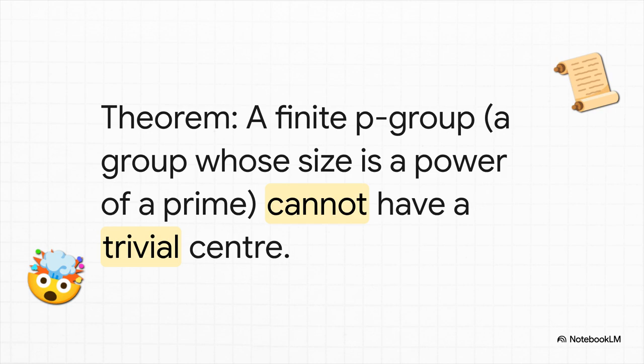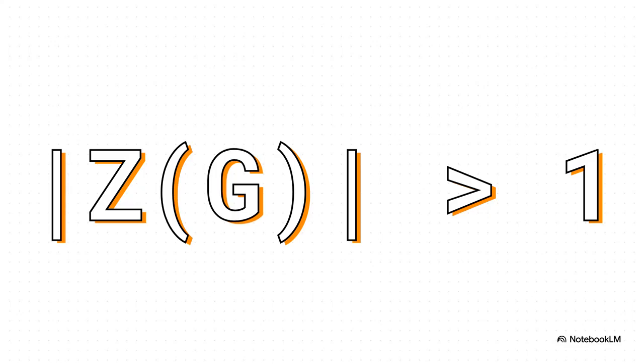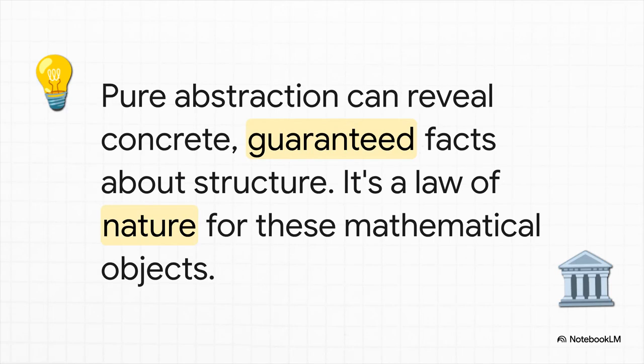It's literally impossible. Let's put that even more simply. For any of these special p-groups, the size of its center is guaranteed to be greater than 1. It has to contain more than just the do-nothing identity element. There is guaranteed to be at least one other action in there that commutes with absolutely everything. And this is why it all matters. This is the big reveal.